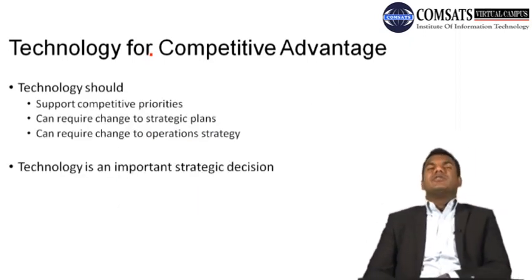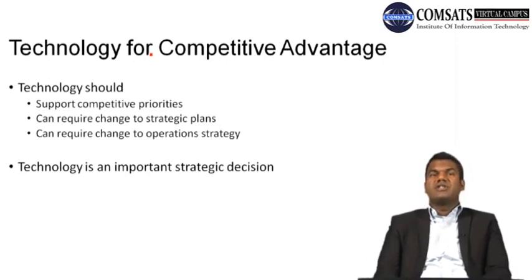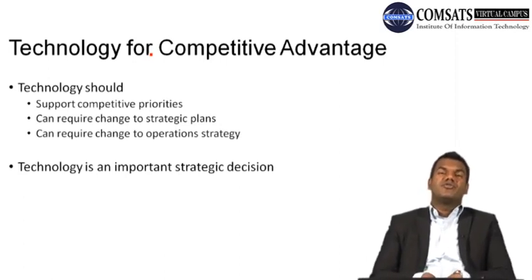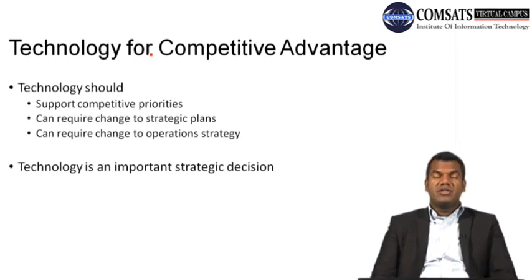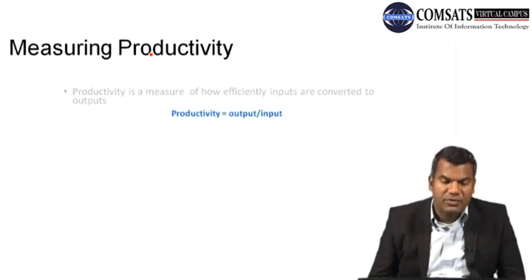So how should technology be? Technology should support competitive priorities. Number two, it can require changes to strategic plans. And number three, it can require change to operation strategy. That means it can change all three, depending on how strong and how good your technology is. Technology is an important strategic decision. Now, if you look at this, let me just go with the first one.